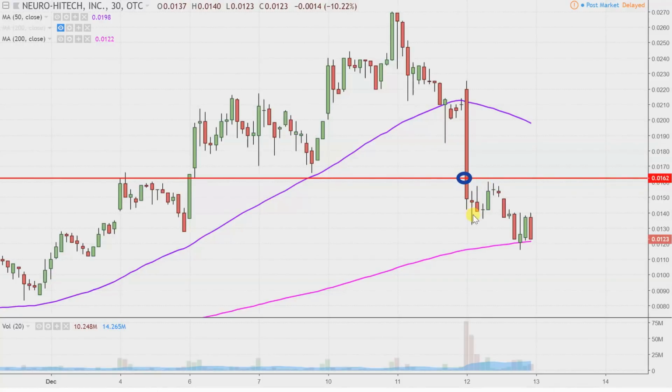Price broke below it, and then the price bounced back upwards, and although it didn't hit it exactly, I think we can all agree it got within the range there and did ultimately act as resistance. So in the near term, 0.016 is that first level of resistance.